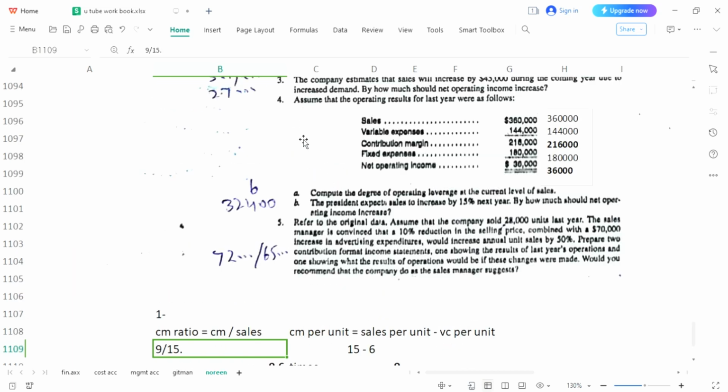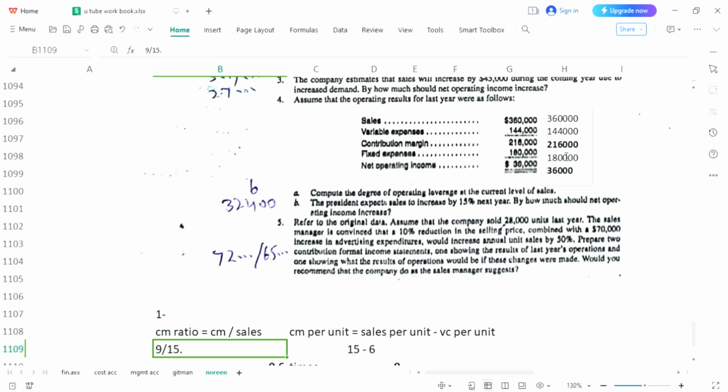Fourth point, an income statement has been mentioned over here. We can clearly see it. Assume that this is the operating result for the last year, so this is the old income statement. Actually the print was a little bad, so I have written the amounts. Although I can read it clearly, this is 360, this is 144, this is 216, but for your convenience I have written the amounts.